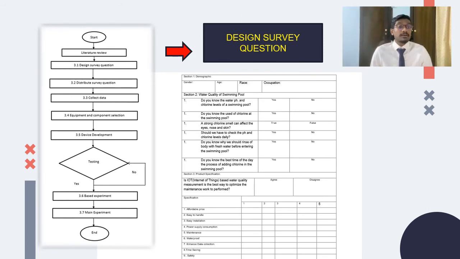Now we can see the template in table 1. This is the survey template that has been designed for my survey questions, and you can see the 3 sections of the survey template. Section 1 is demography, section 2 is water quality of the swimming pool, and section 3 is the product specifications. In section 1 you can see the demography: gender, age, race, and occupation. In section 2 you can see water quality of the swimming pool. The respondents have been surveyed and approved also. And we can see the product specifications for the respondents, from less important to most important, on a scale of 1 to 5. You can see that in the survey template.